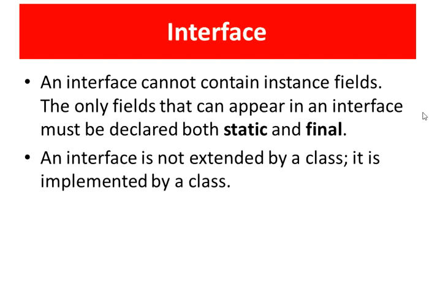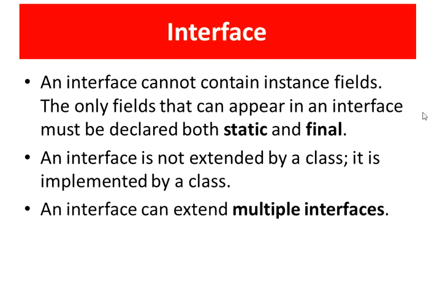An interface is not extended by a class. Instead, it is implemented by a class. So when we want to do multiple inheritance, in that case, instead of using the extends keyword, we have to make use of the implements keyword. An interface can extend multiple interfaces.